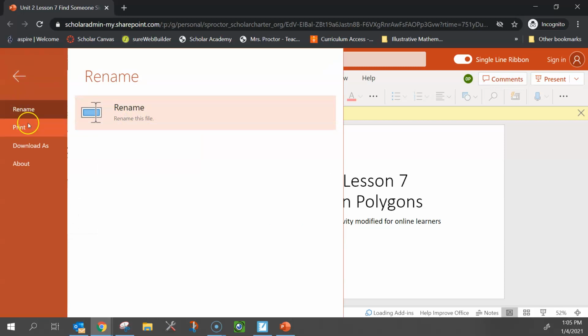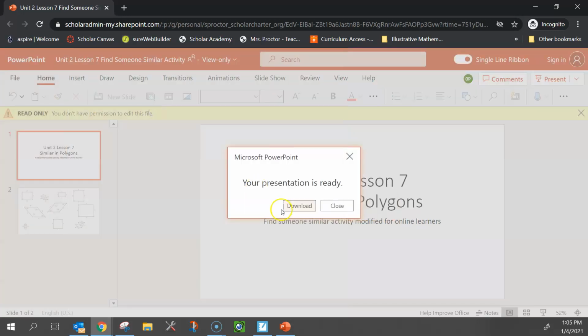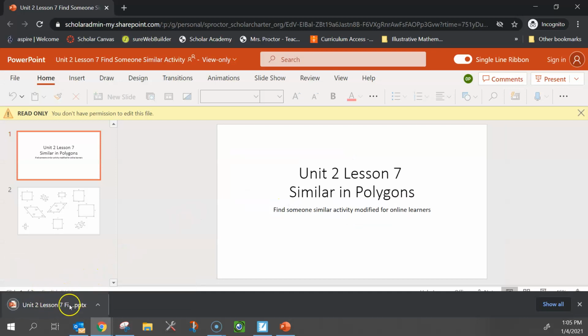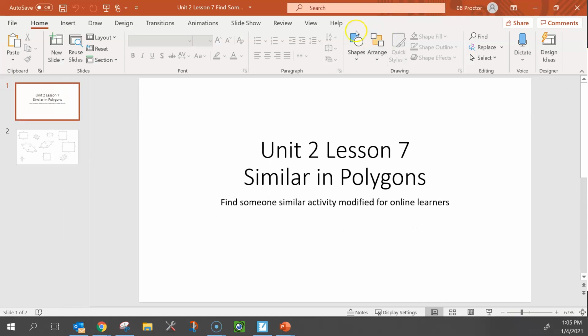So we need to go File and download it. Download it to your own computer. Make sure you download a copy. Any of these other options will make it so it's not editable. So download a copy. It's going to download here. If you're on Mac, then it's going to download and it'll show somewhere up here. And now I've got this downloaded copy, which is then going to have to be enabled. You'll have to enable the editing so that you can do this. And you can just move on to the next page.